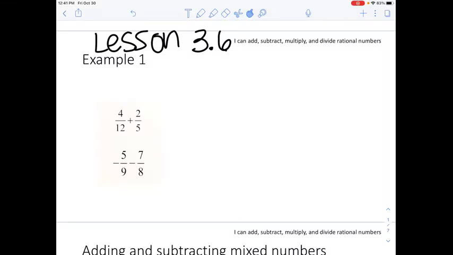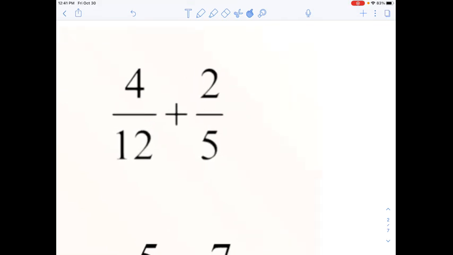Lesson 3.6 is all about adding and subtracting fractions with unlike denominators. So in 3.5, we learned that when fractions have a common denominator, we can just add or subtract the numerators and keep the denominator. The same thing applies when they have unlike denominators, but first we have to get them to have a common denominator.